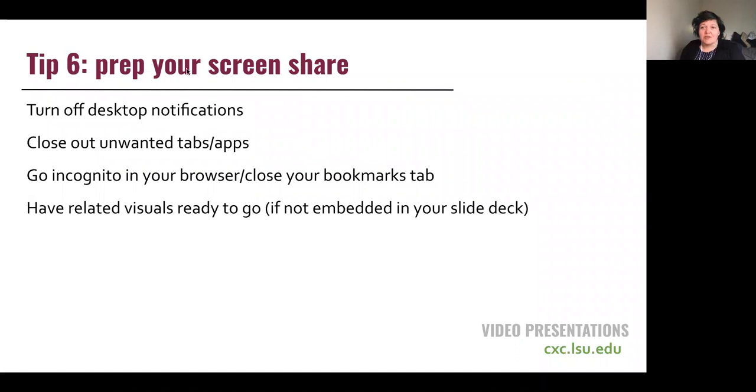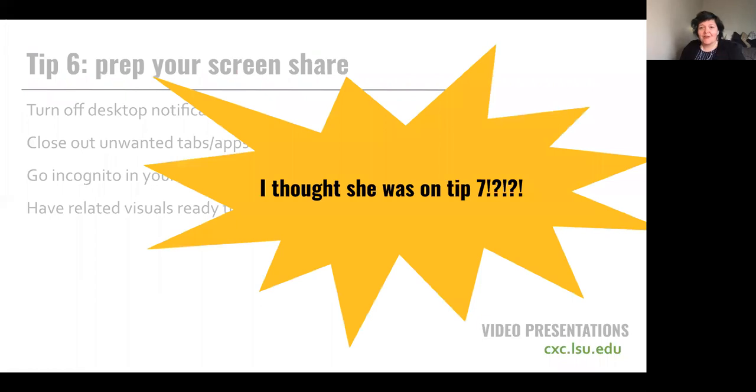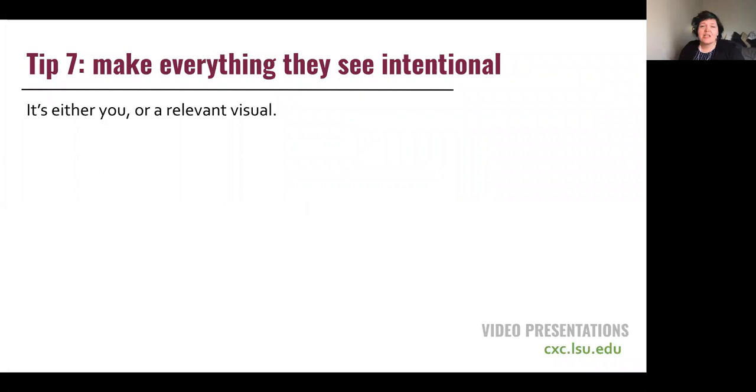Next, I'll shift into a very important tip, number 7. Tip number 7 also relates to cognitive load and the challenge you have when the things that are happening orally are not matching the things that you're seeing visually. Chances are you might have even had a difficult time absorbing what I just said because the whole time I've been talking, you've been staring at this tip 6 screen thinking, I thought she had already shifted into tip 7. So for tip 7, make sure that everything they see is intentional.